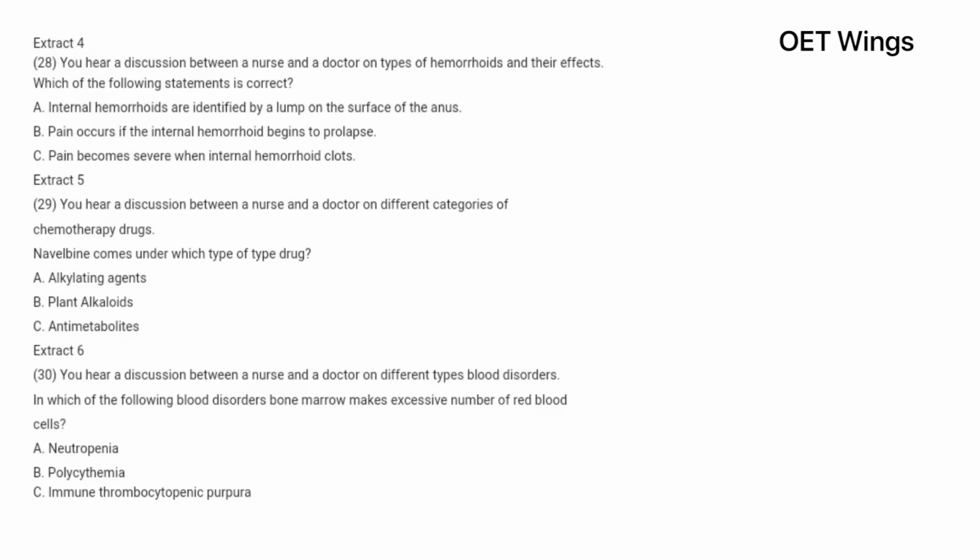Hello, doctor. What are the different categories of chemotherapy drugs? There are several types of chemotherapy drugs that vary both in their functioning and on which part of the cell cycle they work. Alkylating agents are nonspecific drugs that directly damage DNA. Examples include Cytoxan and Myleran.